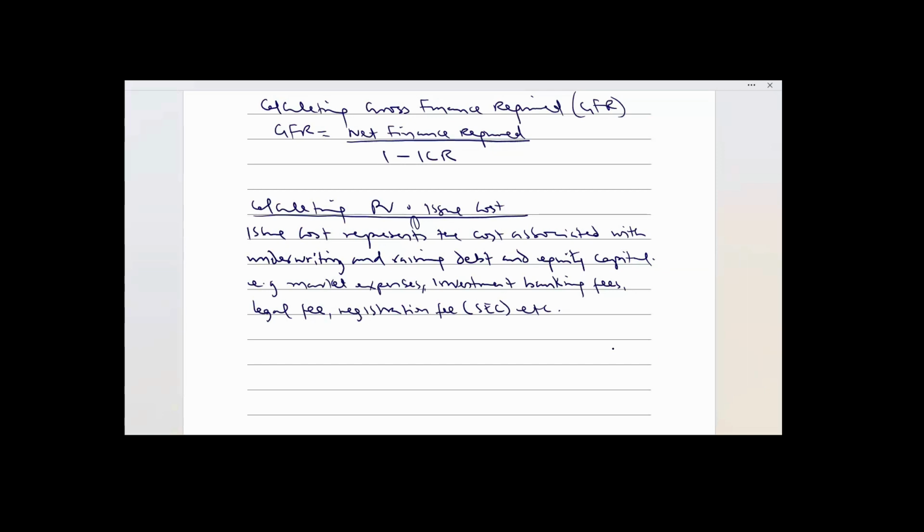Say, for example, a company wants to go for an IPO, initial public offer, to raise capital in the market or through the public. The capital that the company will receive at the end of the day is the net amount. Some expenses would have been incurred before the capital is raised. So those expenses that were incurred before the company finally gets the funds represent the issue cost.